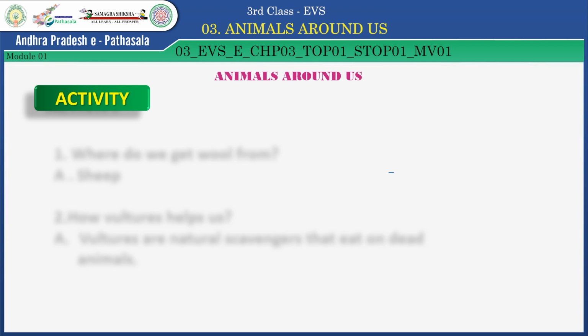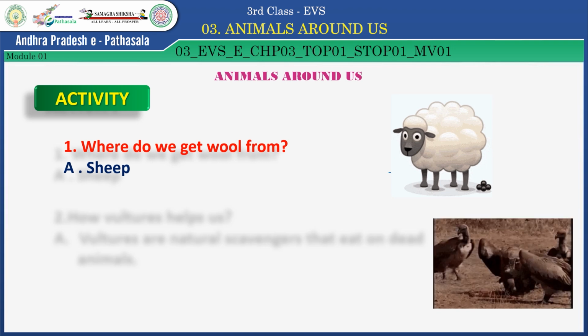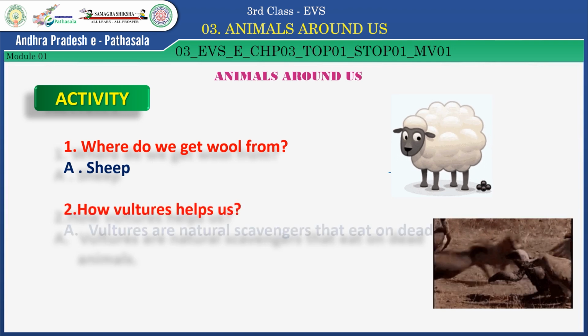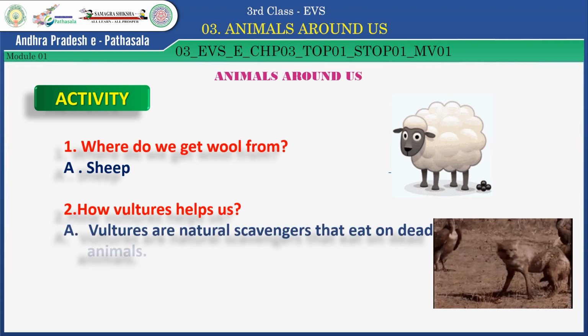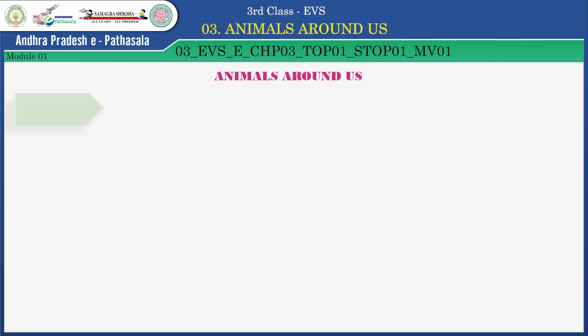Students, where do we get wool from? Yes, we get wool from sheep. Look at the picture. Vultures are natural scavengers that eat dead animals. So far, we have discussed many things. Let's recall. Animals that live in our surroundings are called domestic animals.